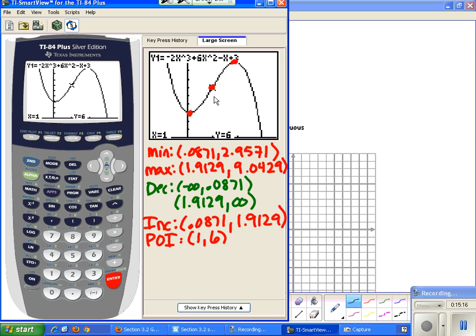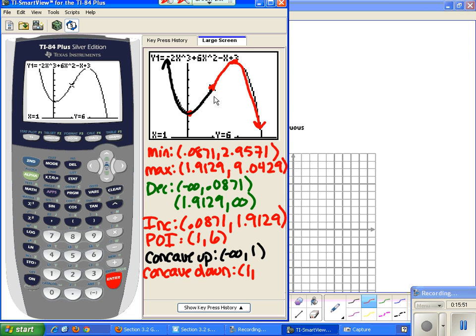Then from there, you can show the intervals where you're concave up or concave down. So from negative infinity all the way to the x value of my point of inflection, notice I am curving upwards. So this would be concave up on the interval from negative infinity to the x value of my point of inflection, which is 1. And then for the next part, from 1 to infinity, we are concave down. So from 1 to infinity.